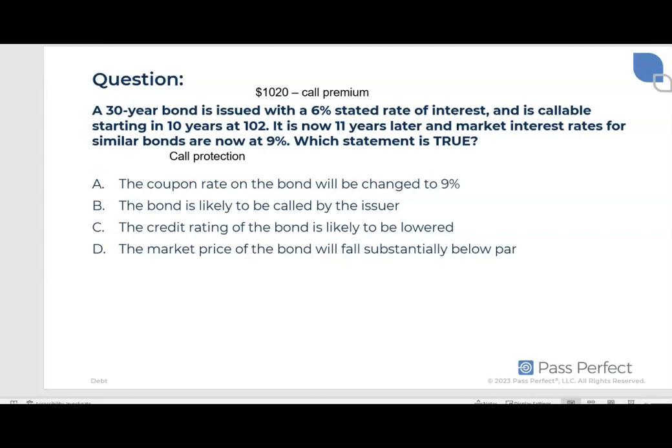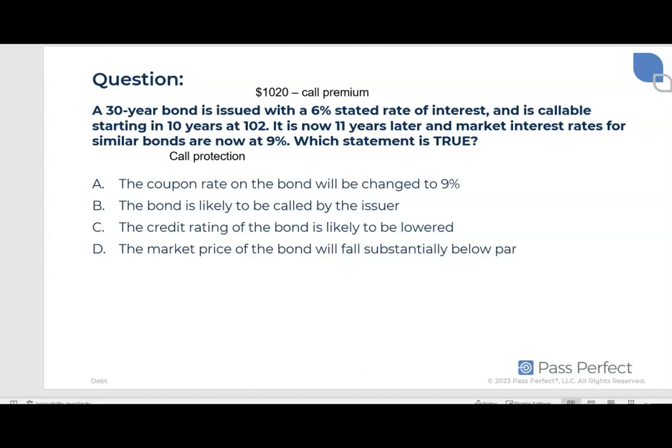So market interest rates are now 9%, which would be true. Well, I don't think anybody chose choice A, and that was good because A is not correct. The coupon rate is fixed when the bond is created and never changes. Will the bond be called by the issuer? Now, why would an issuer cash out investors early? They're more likely to want to do that if interest rates go down. Then they can cash out this old bond, which had a high interest rate, and issue new bonds at a lower interest rate, and save lots of money on interest payments, kind of like refinancing. I don't think they'd want to cash out a 6% bond and issue a 9% bond.